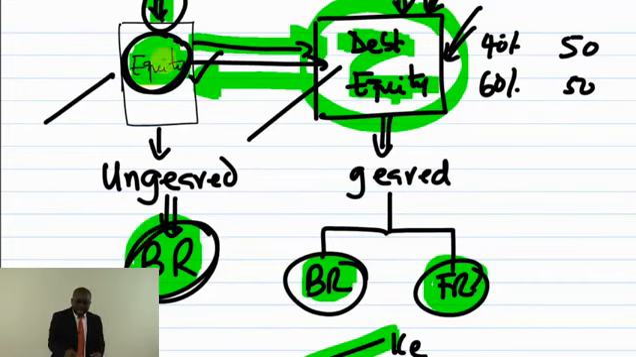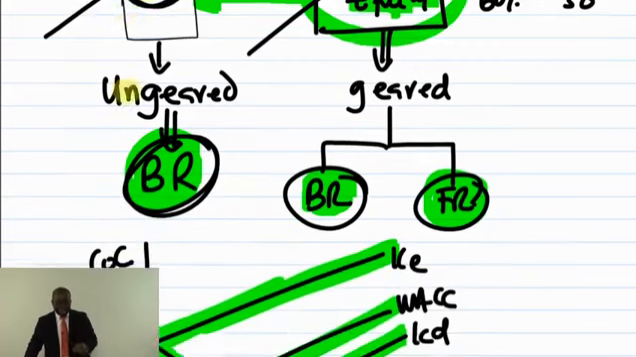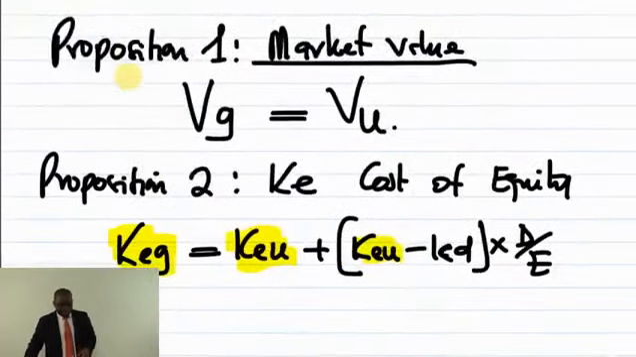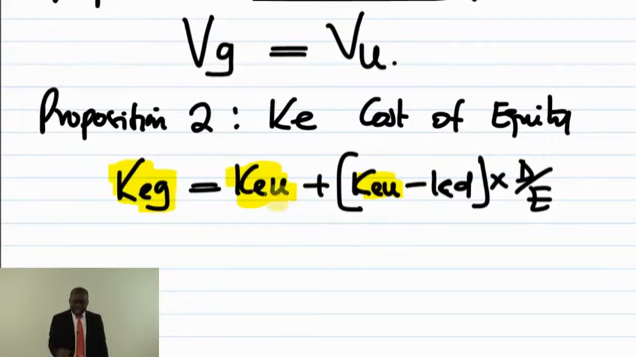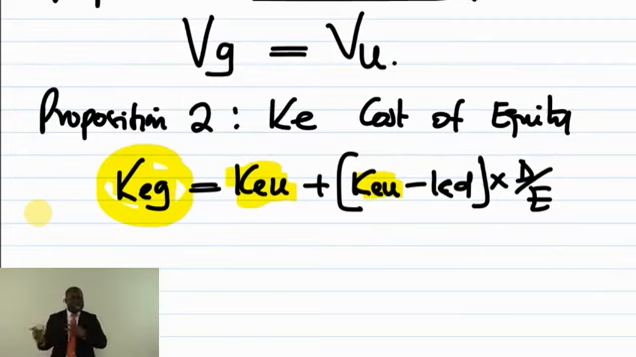If I get my current cost of equity as ungeared, it will help me, using this equation, to put them here in order to get the cost of equity geared. So this is how the movement is going to be.